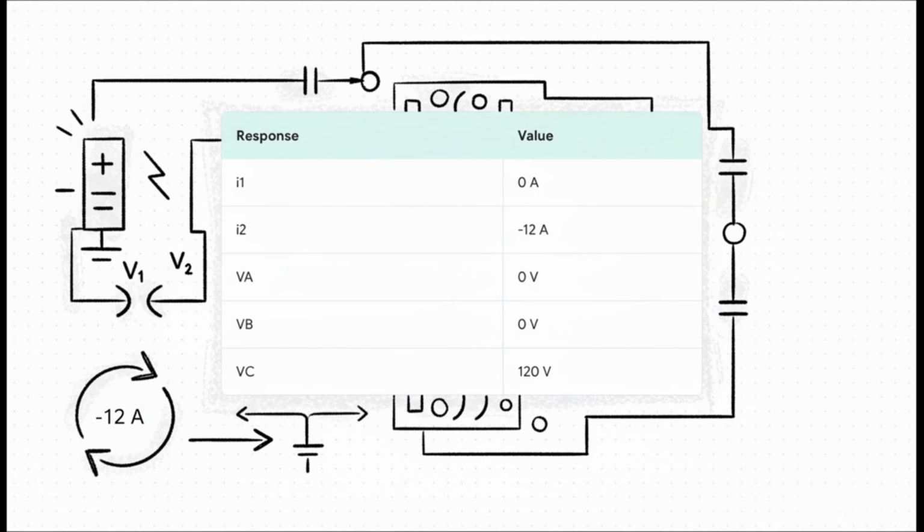Now check this out. Notice that the value for I2 is now negative 12 amps. That's not a mistake. That sign is critical. It just means that with only the voltage source active, the current is flowing in the opposite direction.